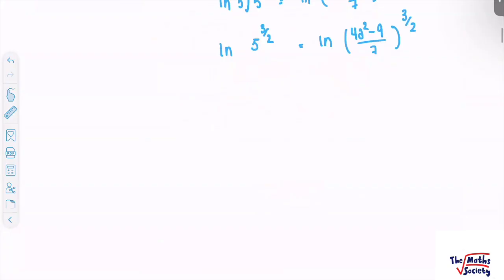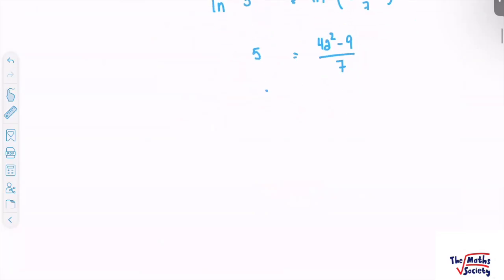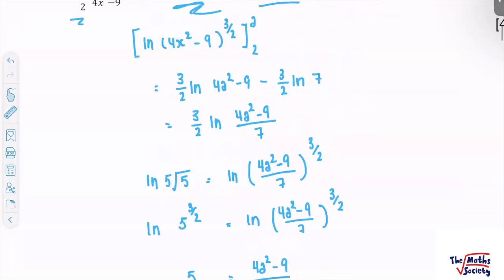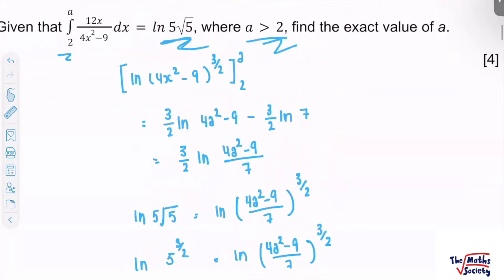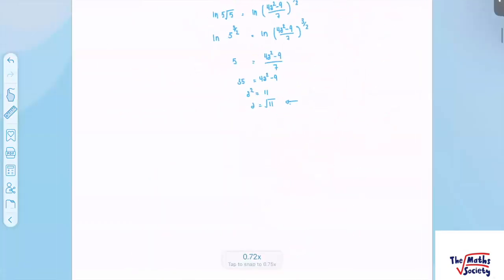So then we can cancel that out. So that's 25 equals 4a squared minus 9 by 7. So we get 7 times 5, 35 equals 4a squared minus 9. So you have 4a squared. Oh wait, let's just divide it. So that's going to be a squared equals 11. A is just going to equal root 11, and that is your A. Let's check that A is greater than 2. Yeah, root 11 is going to be greater than 2.